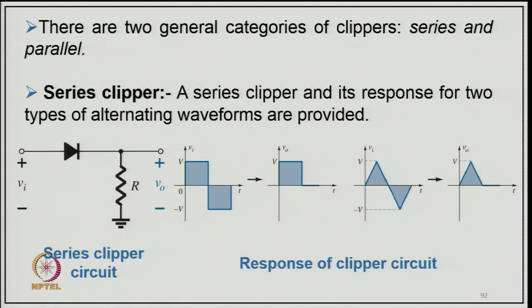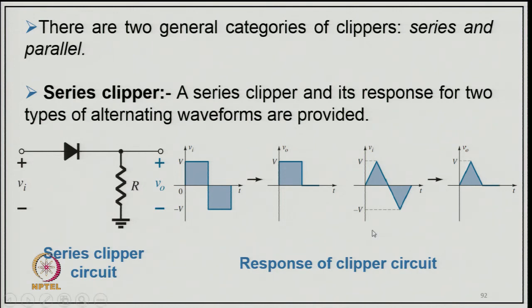As you can see here, there are 2 general categories of clippers, series and parallel. A series clipper and its response for 2 types of alternating waveform are shown. If you apply a square wave here with the diode, out of this square wave only the positive half cycle remains. If you apply a triangular wave here, only the positive half of the triangular wave is passed.